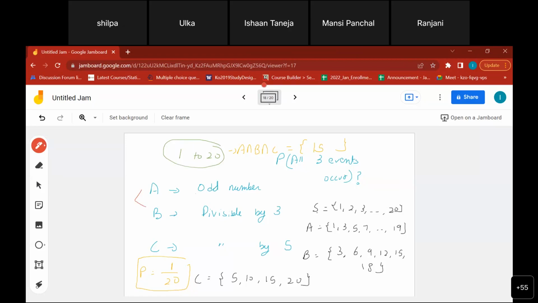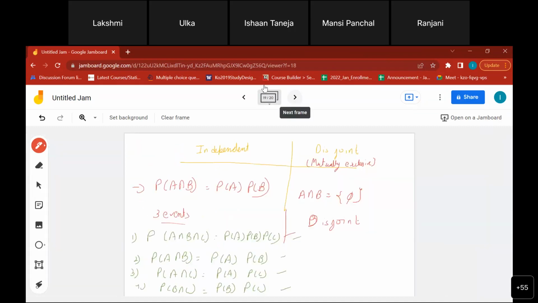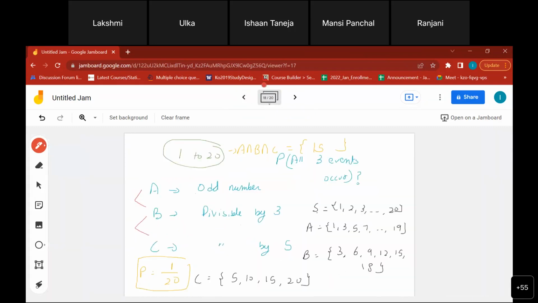Okay, so actually, all three are independent, no? Why? They're three separate events, even if they have common elements. Yeah, if they have common elements, it means they are not disjoint. But for independence, you need to check these conditions, right? Okay. So just tell me if all these three events A, B, C are independent or not.